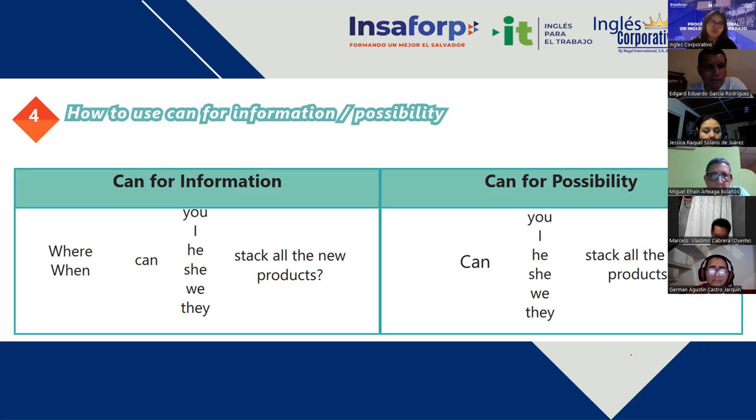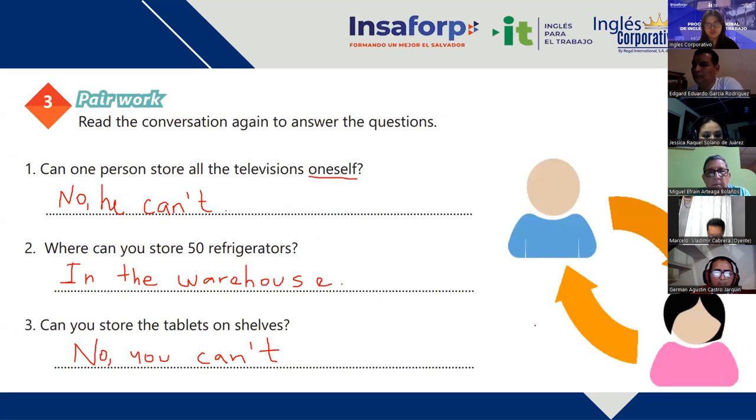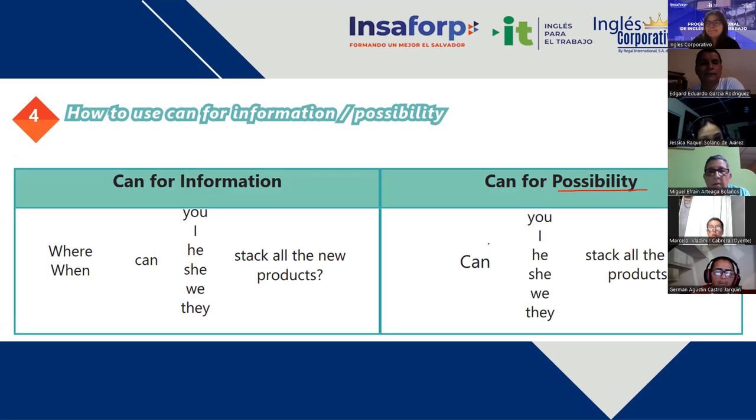Now, when we're talking about possibility, can you stack all the new products? Well, is it possible? That's what I'm asking here. Is it possible for you alone to stack all the new products? Yes or no? You have 200 tablets, 100 televisions, and 50 refrigerators. Can you stack all of them alone? Is it possible?